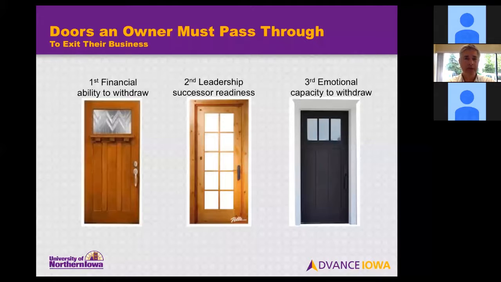So first off, I like this particular slide because it gives us the image of 3 passageways, 3 doors that an owner must pass through to exit their business. First is the financial ability to withdraw. This means that you can do without the income as an employee, you can do without the income as an owner, and you can sustain the standard of living that you want for yourself and your extended family after you have sold and exited from the business. So there must be a financial ability to withdraw.